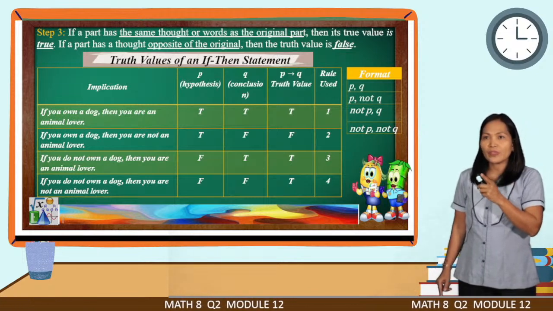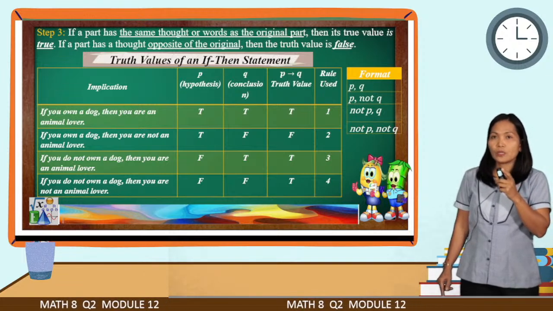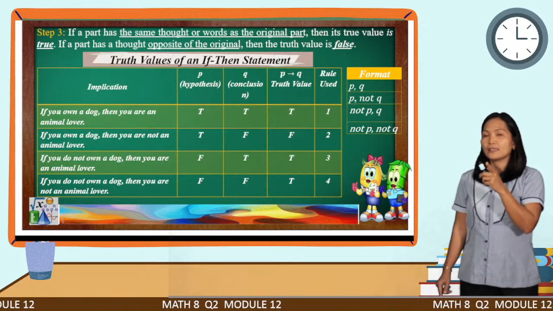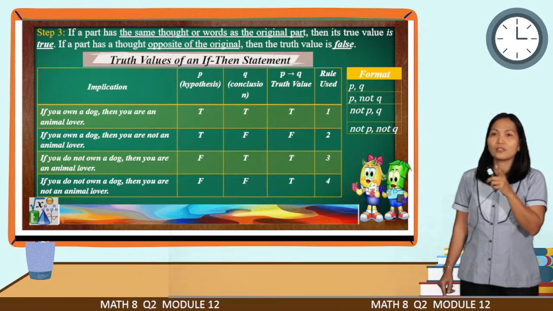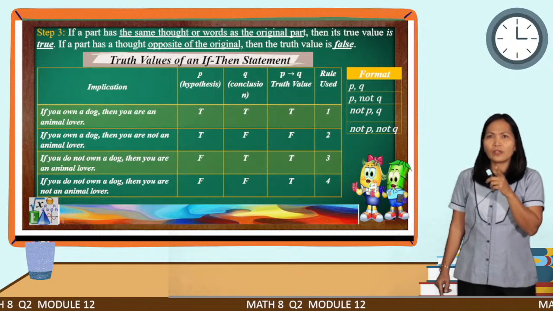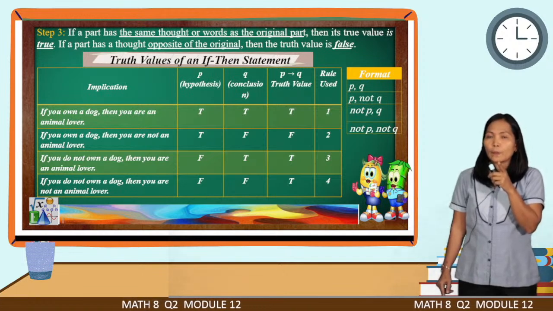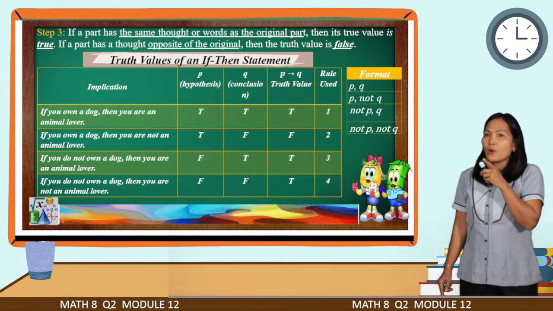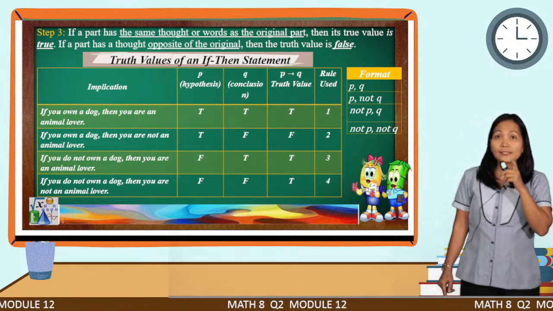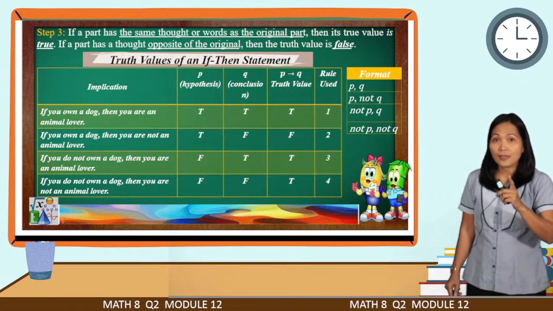Let's have number 3. If not P, then Q. So our hypothesis is opposite of the original. So it's false. Look at the conclusion. You are an animal lover. It's the same as the original. So it's true. So if the hypothesis is false, but the conclusion is true, still that implication is true. That is rule 3.